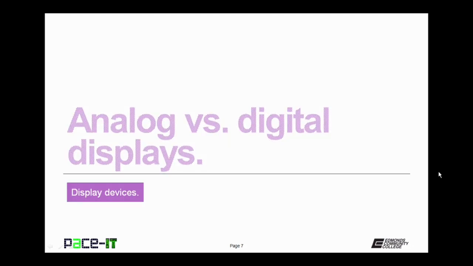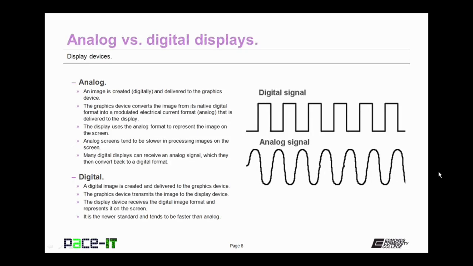Now let's move on to analog versus digital displays. So let's begin with analog type displays. An image is created digitally inside the PC and delivered to the graphics device, the graphics card or the onboard PC graphics. The graphics device converts the image from its native digital format into a modulated electrical current format, that's analog, that is then delivered to the display. The display uses the analog format to represent the image on the screen.